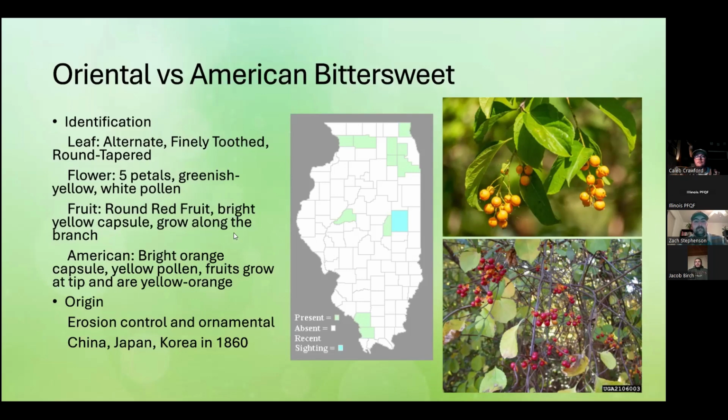The American bittersweet has a bright orange capsule and yellow-orange fruit, and the flowers have yellow pollen inside. And the big one here is that the fruits tend to cluster at the tip of branches rather than being spread along the length of the branch like an Oriental. The Oriental bittersweet came to Illinois from China, Japan, and Korea in the 1860s, and it was originally used for things like erosion control and as an ornamental.